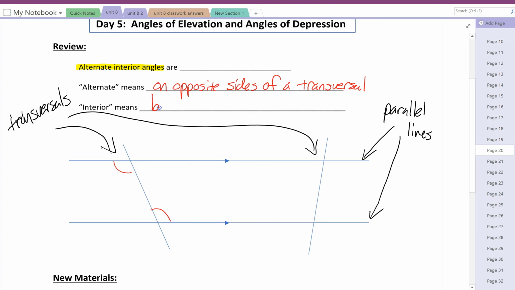Interior means between two parallel lines. Right, so both of these angles, these two red angles, are between these two parallel lines. So they're alternate interior angles.